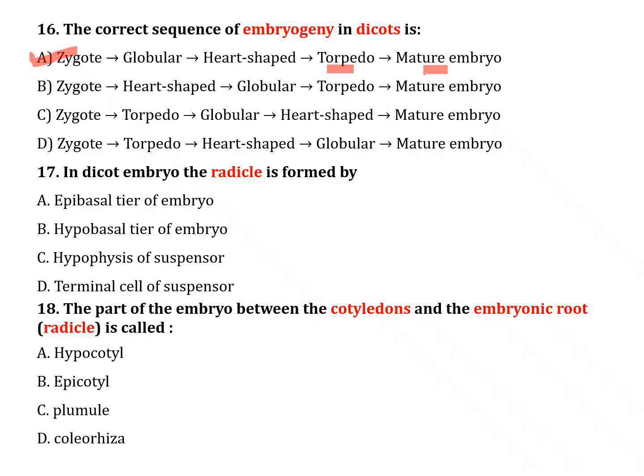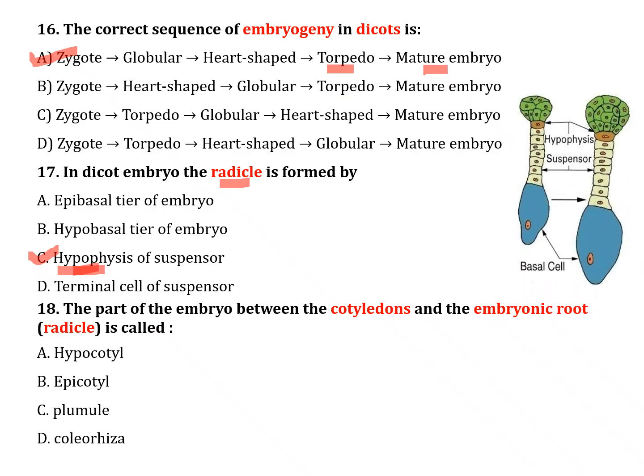The next question, number 17. In dicot embryo, the radical is formed by option A, epibasal tier of embryo; option B, hypobasal tier of embryo; option C, hypophysis of suspensor; option D, terminal cell of suspensor. Correct answer is option C, hypophysis of suspensor. Radical is formed from the hypophysis of a suspensor. This is the hypophysis structure where the radical is formed. And this is the basal cell, also known as ostiolum.